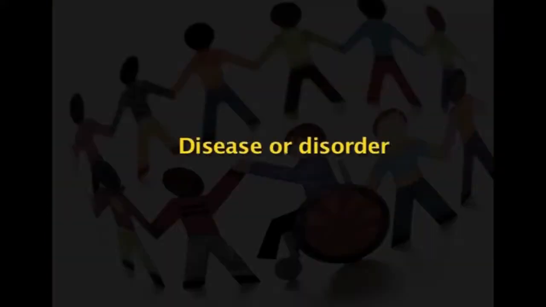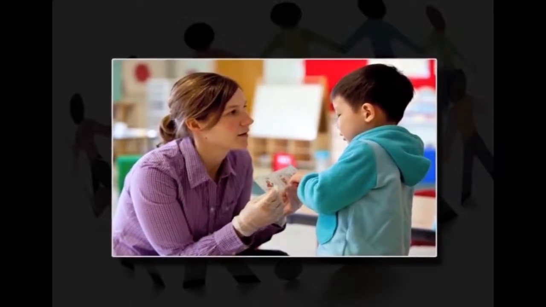Disease or disorder. Something abnormal occurs within the individual. This may be present at birth or acquired later. This gives rise to changes in structure or functioning of the body. For example, a student in your school may have a disorder known as autism that may be a result of differences in the way the brain is working.